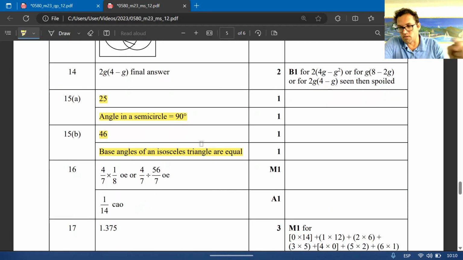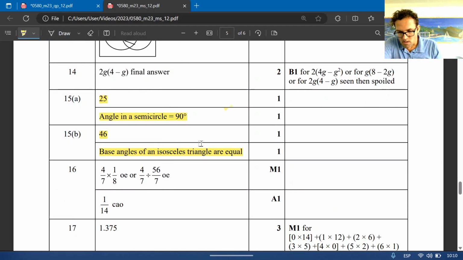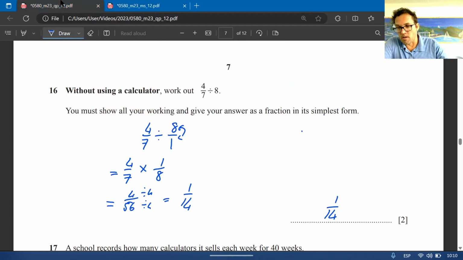Okay, let's see what they want to see. So there's this method here, but I've never seen anybody use it. Okay, you see that? 4 over 7 times 1 over 8 and then answer, correct answer only. So yeah, pretty much 1 mark there, and then they say we assume you don't use a calculator to give you a mark for that one, but you don't get the mark for 1 over 14 if you don't show your working out. Okay, so you can use your calculator to check, but you need to show every step.